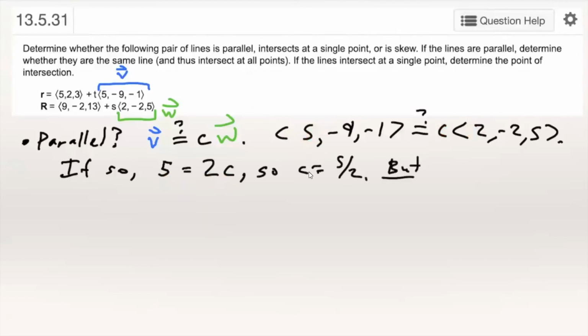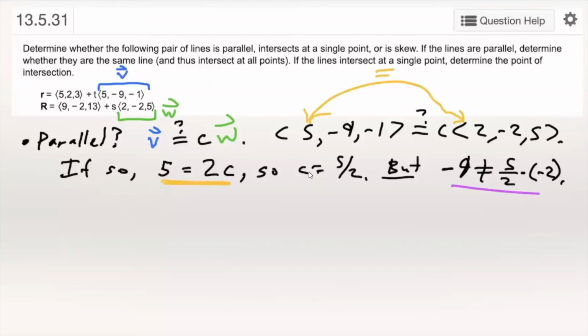So c is 5 halves. But setting the second coordinates equal, 9 is not equal to 5 halves times minus 2. Let me color code this. This came from setting the first coordinates equal, and this came from then setting the second coordinates equal. So what we found is no, not parallel.